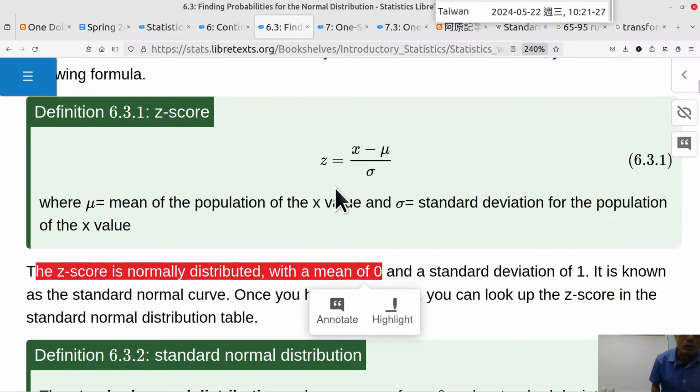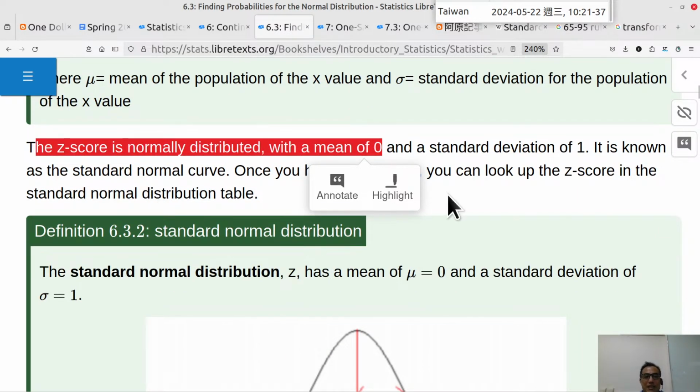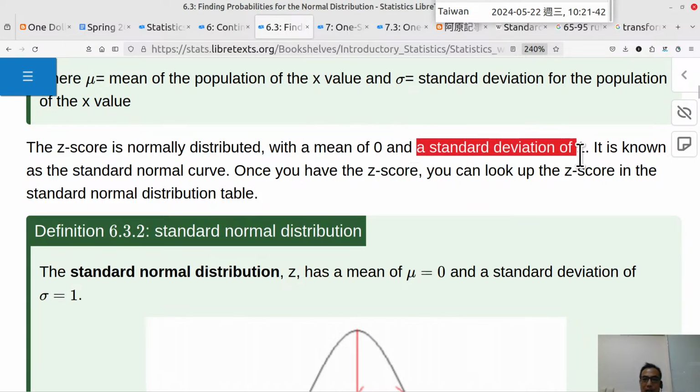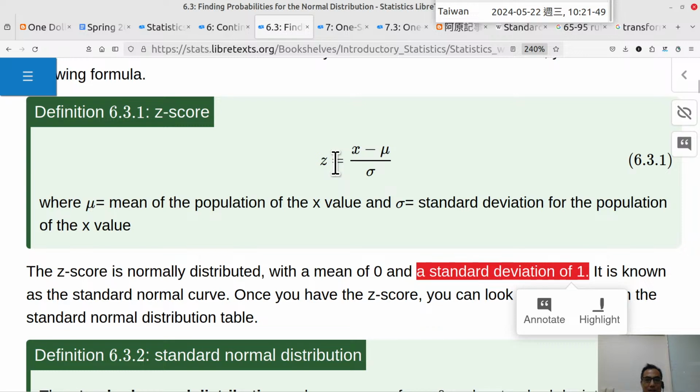To transform your normal distribution data into a z-score, everything can be standardized as a z-score, where the mean is 0 and the standard deviation is 1. The transformation formula looks like this: z equals x minus the mean, divided by the standard deviation. You have the concept, that's enough. This time you don't need to remember the formula.